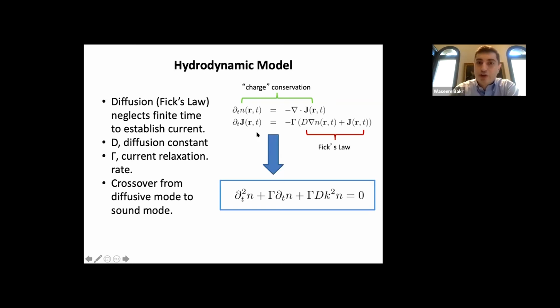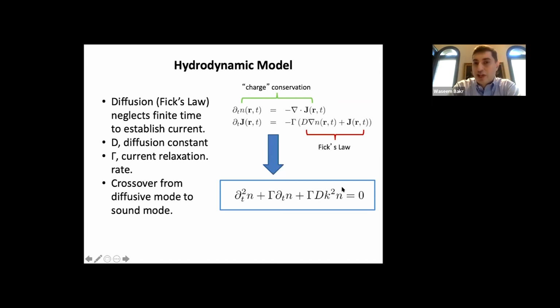And so we're going to introduce a rate of change of the current. And we're going to say that when the current is steady, when this rate of current stops changing, it's zero, then you recover Fick's law. If we set this left-hand side to zero, then you just get Fick's law. But we're going to approach that steady state at some rate, which is given by this gamma here, a current relaxation rate. So we have two free parameters essentially in our system, a diffusivity and a current relaxation rate. And if we combine these two equations, we get a second order differential equation, which you're all familiar with.